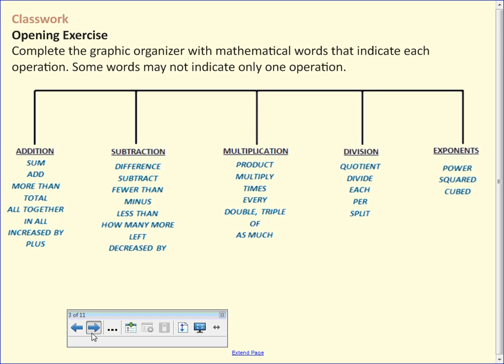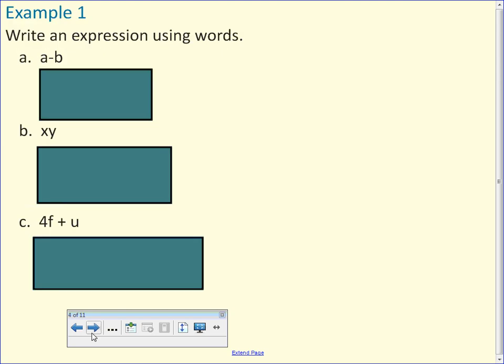Okay, let's continue using these terms to translate an algebraic expression into words. So how would you read choice A? Letter A, number A, the first one. How would you say that? Yeah, A minus B. What's another way that we could say it? A subtracted by B. We really wouldn't say subtracted by, but you could. Yep. B less than A. Yep, B less than A. The difference of A and B.